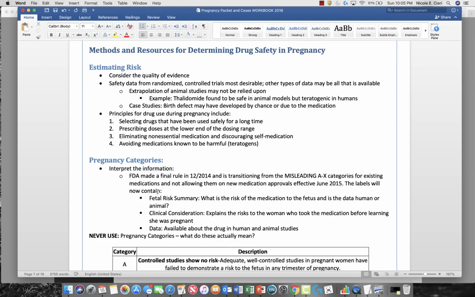So general principles to consider for drug use in pregnancy include we have to select drugs that have been used for a long time if possible, so we know that they're safe because there's a long record of safety data. Prescribe them at doses at the lowest end of their dosing range. Eliminate anything non-essential and discourage self-medication. So anyone that's Googling to find medications to treat ailments of pregnancy should not be using any over-the-counter or herbal products without extensive consultation with their physician, provider, or pharmacist. And then avoid medications known to be harmful, so those teratogens that I listed before.